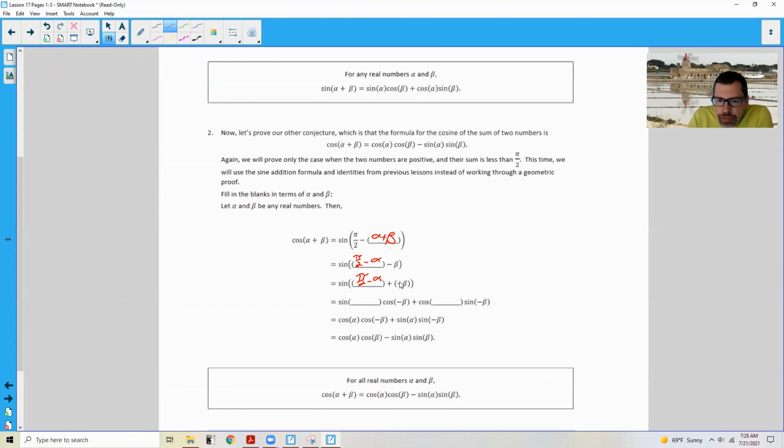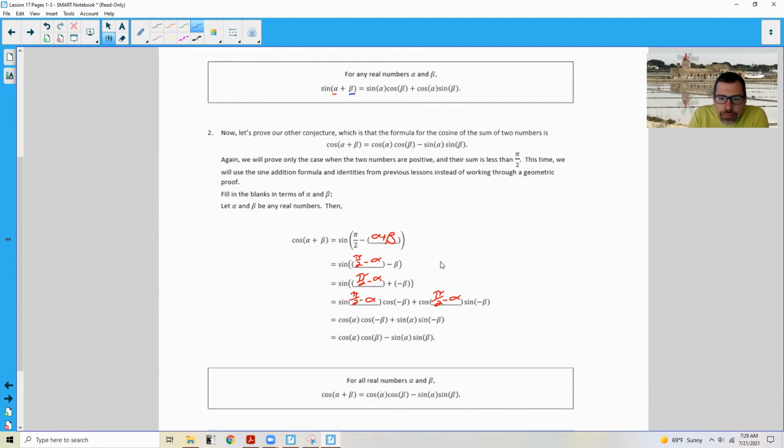And then that would give us the sine of pi over 2 minus alpha times the cosine of negative beta plus the cosine of pi over 2 minus alpha times the sine of negative beta. Okay. Because what we're doing here is we're using this formula. Think of pi over 2 minus alpha as just the alpha, and the minus beta as just the beta.